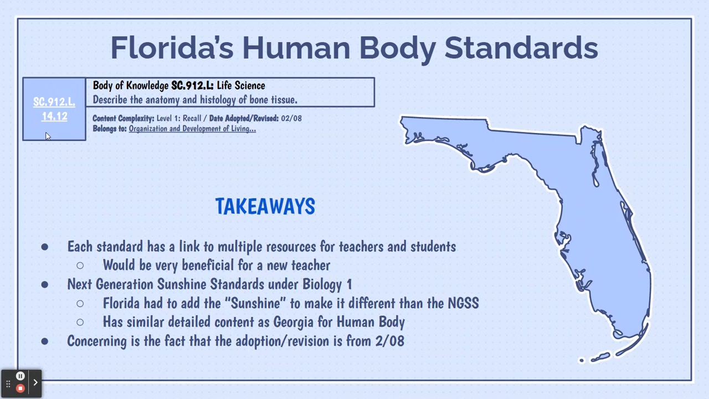My takeaway is that each standard has a link to multiple resources, and I love that. This is great for new teachers. Their Next Generation Sunshine State Standards, that's what the extra S stands for, is under Biology 1, and they do their assessments for that. It has similar detailed content as Georgia for the human body, but they go a step further. Concerning is the fact that the adoption or revision said 208. I don't know if that is February 8th, which I doubt. I believe it's 2008. So there has not been an update since 2008, and I think that's a little too long to not go back and revise this.